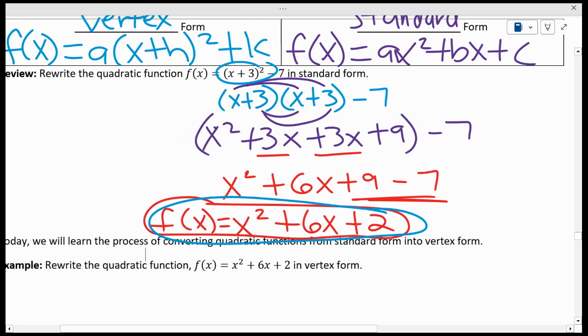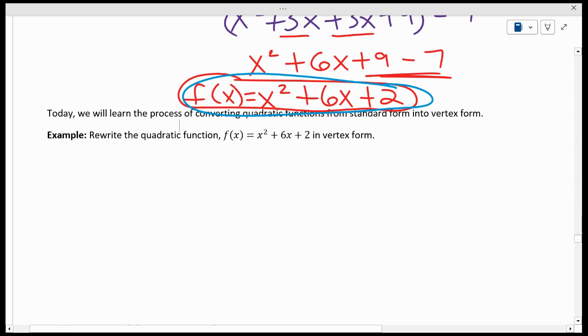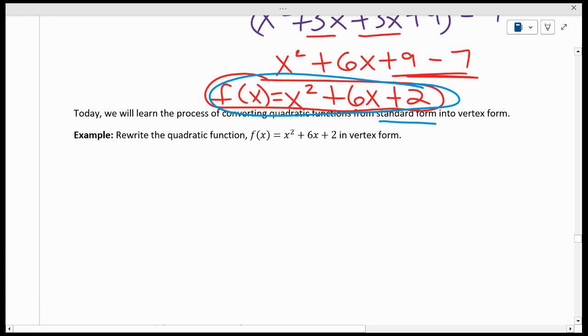Now, today the one thing you're going to learn is the process of converting quadratic functions from standard form to vertex form. So now you're going to learn how to go backwards. If I gave you this, can you make it so that there's parentheses so that it's in vertex form? This is one of the benefits of completing the square. To be honest, this is the only benefit of completing the square. It's the only reason we actually use it.